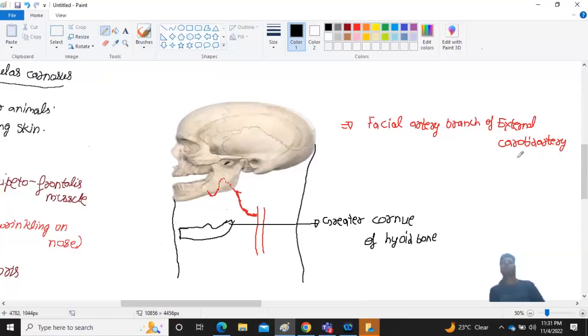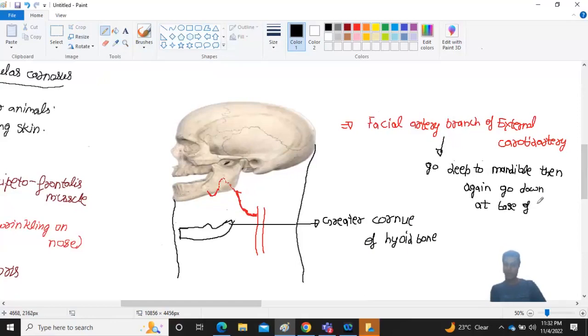Now it goes inside the mandible, deep to the mandible. Then again it turns back, turns down, and goes down at the base of the mandible.